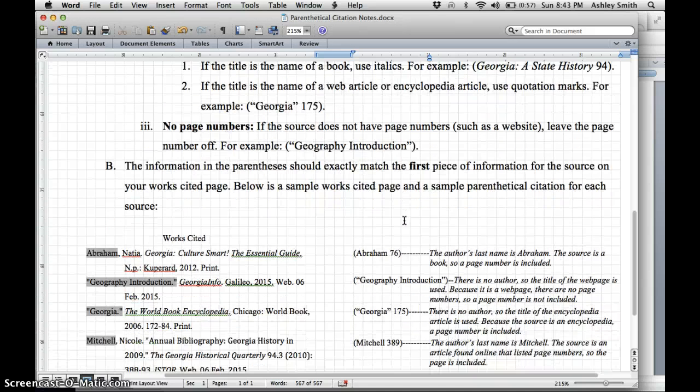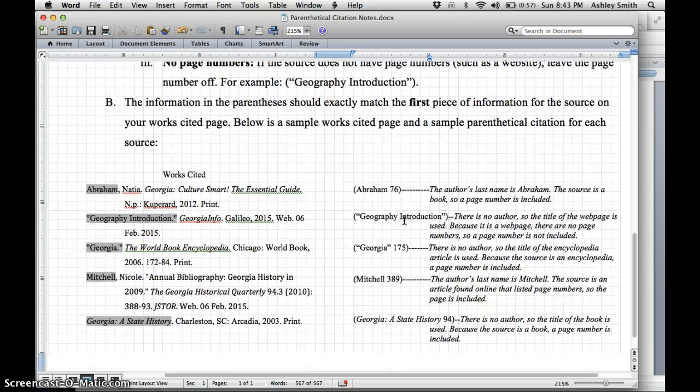Okay, so down here, what I've done is I've created a sample Works Cited page right here. It's a little mini Works Cited page with 5 different sources on it. And then I've given a sample citation for each one. Now let's go through each of those.